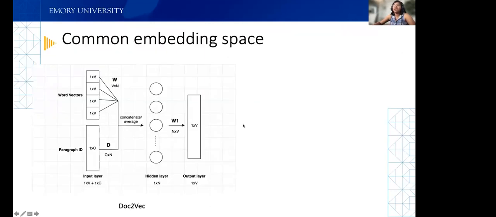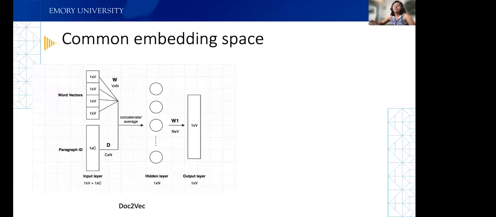So basically, from the NLP side, we have to derive a common embedding space where we represent both the unstructured report and the structured report in a vector format. Probably everybody has an idea about document to vector. This model learns, in an unsupervised way, a vector representation of the whole document. You give the word vectors as well as the paragraph ID, pass them through the nonlinear layers, and finally in the output layer you get a document vector.